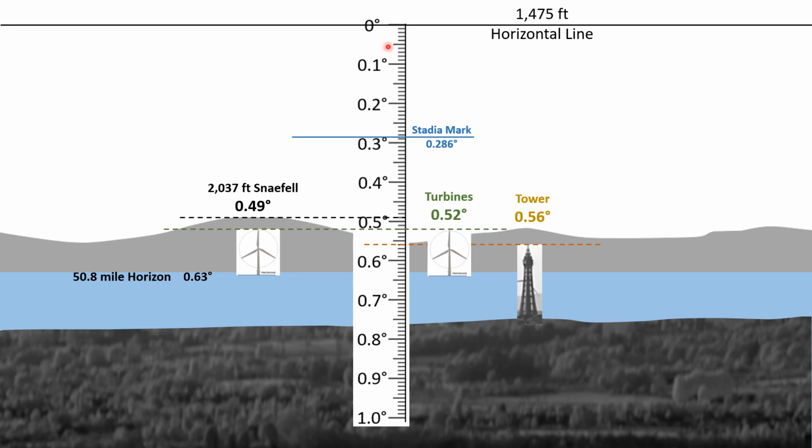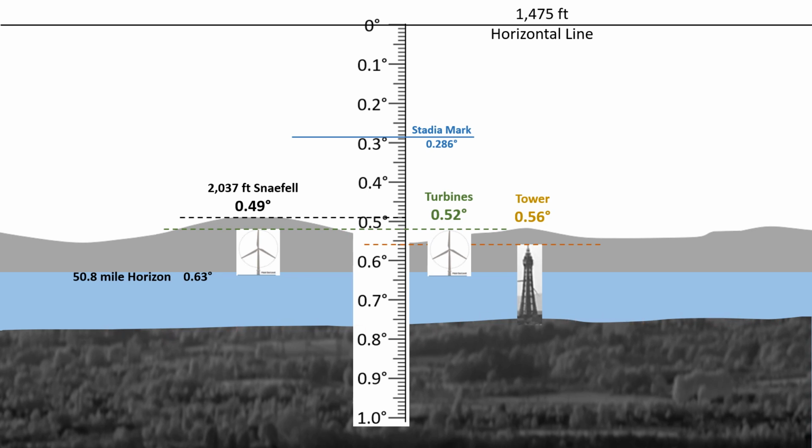Next, I was able to take this angular size ruler, I scaled it to the Stadia mark, and then I was able to make an accurate measurement from the horizontal line down to the top of Snaefell, the turbines, the tower, and also the distant horizon. I also did angular size calculations for the size of the turbines and Blackpool Tower, and then that gave me a good idea of where the shoreline on this side would be.